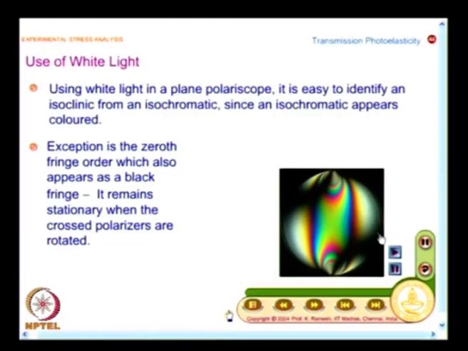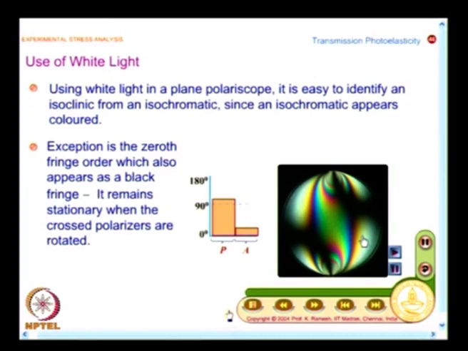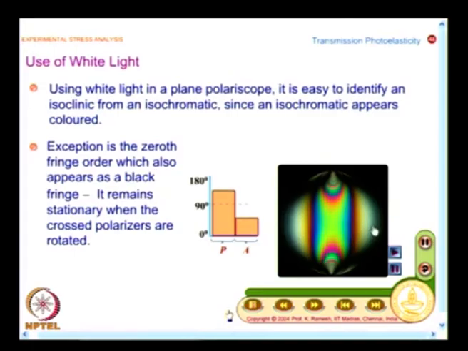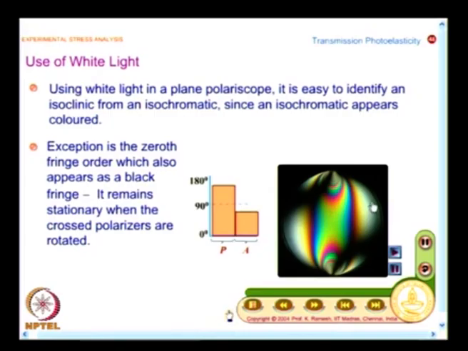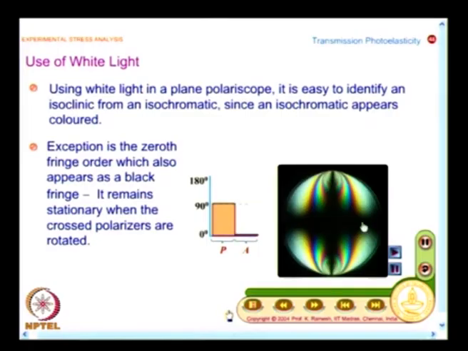seen in the plane polariscope, if I have a white light source, it is advantageous because I can distinguish between isochromatics and isoclinics by distinguishing the color and the black isoclinic. The only difficulty comes in delineating the 0th fringe order and the isoclinic, which you have already seen and which you have already learnt. It is not something new. So, color helps, and let us look at a very nice example.